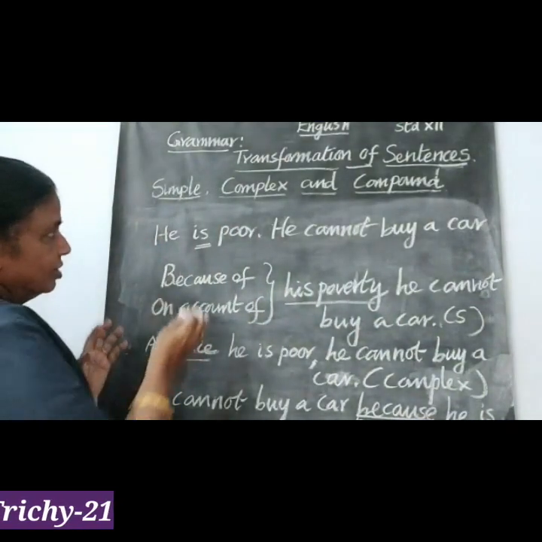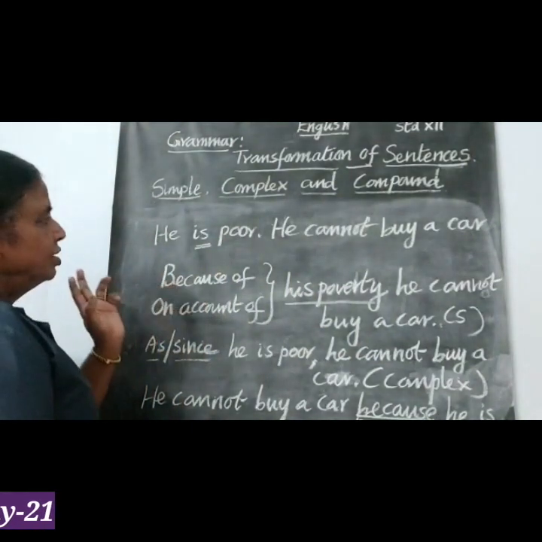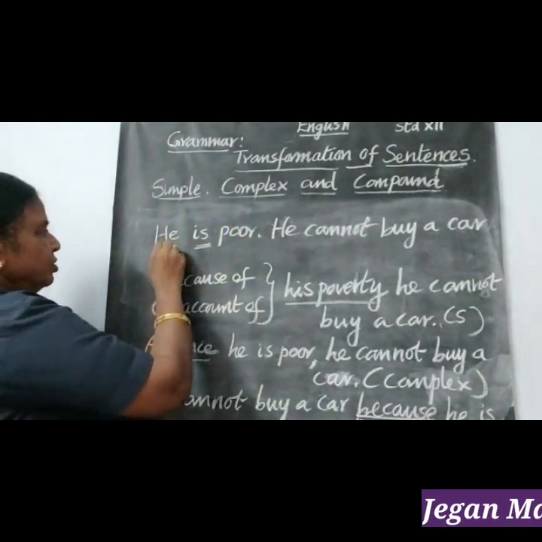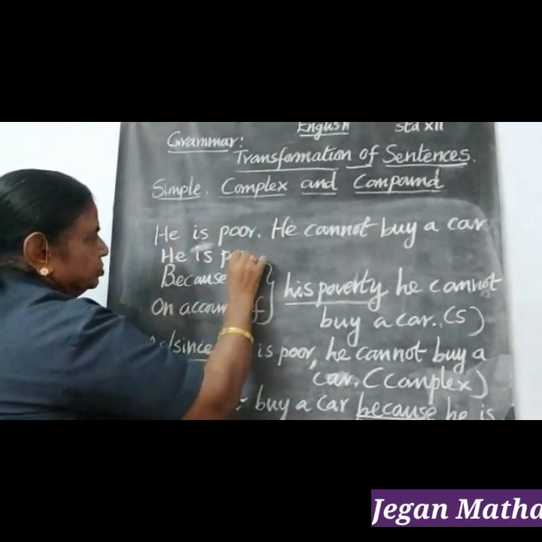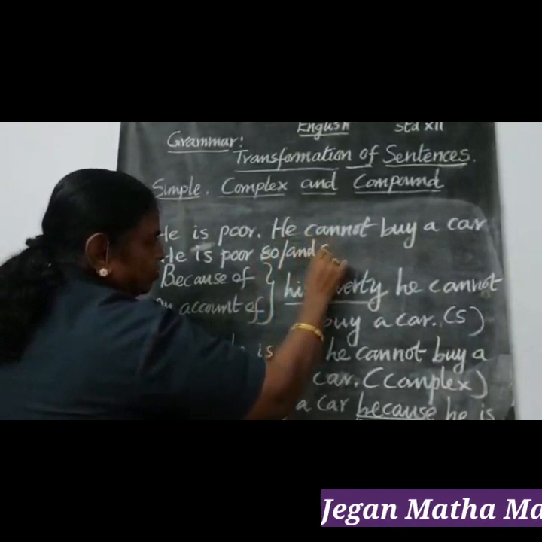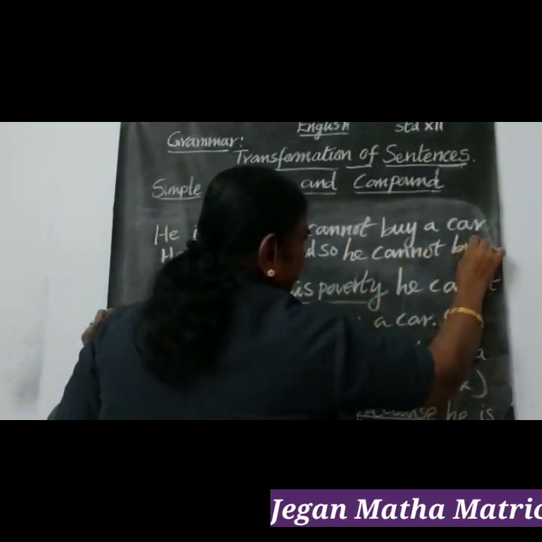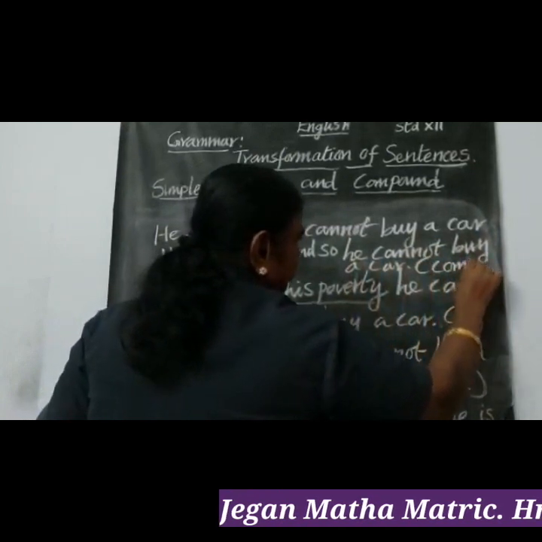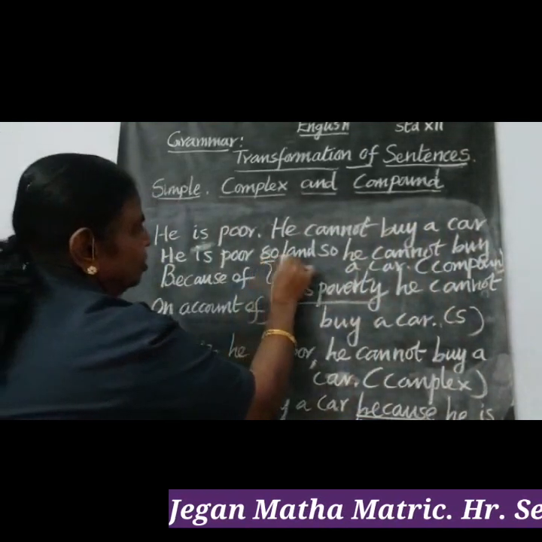And when you see this sentence, how can it change to a compound sentence? He is poor, he cannot buy a car. He is poor, and so he cannot buy a car. I can write it here so that you can easily understand: he is poor, and so he cannot buy a car. So here it becomes a compound sentence. So compound. And remember, see here, so.